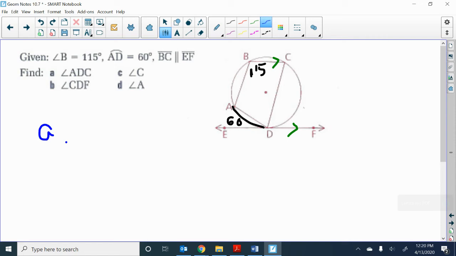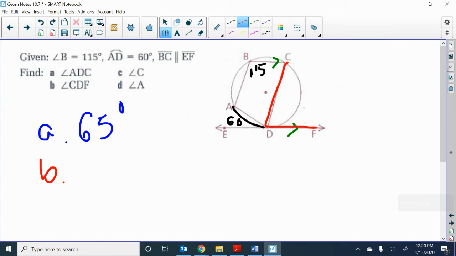Okay, well, that angle is an opposite angle in a quadrilateral from angle B, so it has to be its supplement. It has to be 65 degrees. That was easy. Now let's go to part B. Part B is looking for angle CDF. This angle right here, CDF.